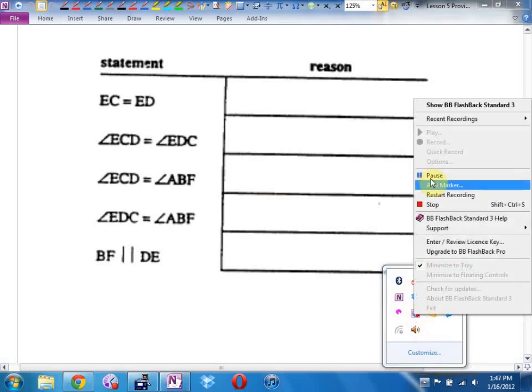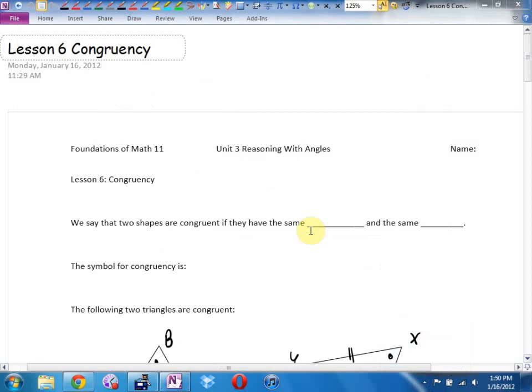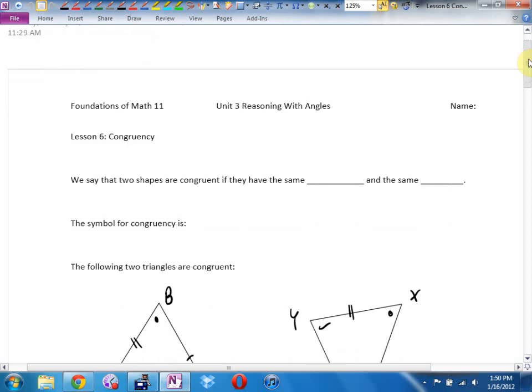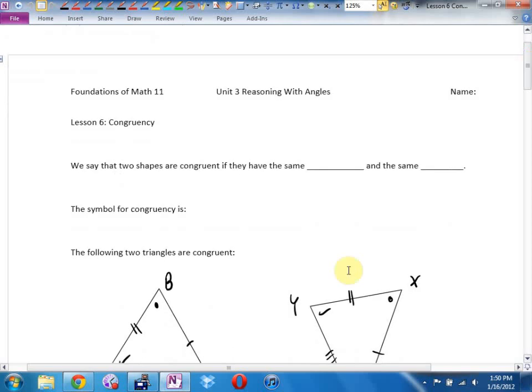The last lesson. Lesson 6, congruency. New term for you guys. We say that two shapes are congruent if they have the same size and the same shape. If two shapes have the same size and the same shape, they're congruent.